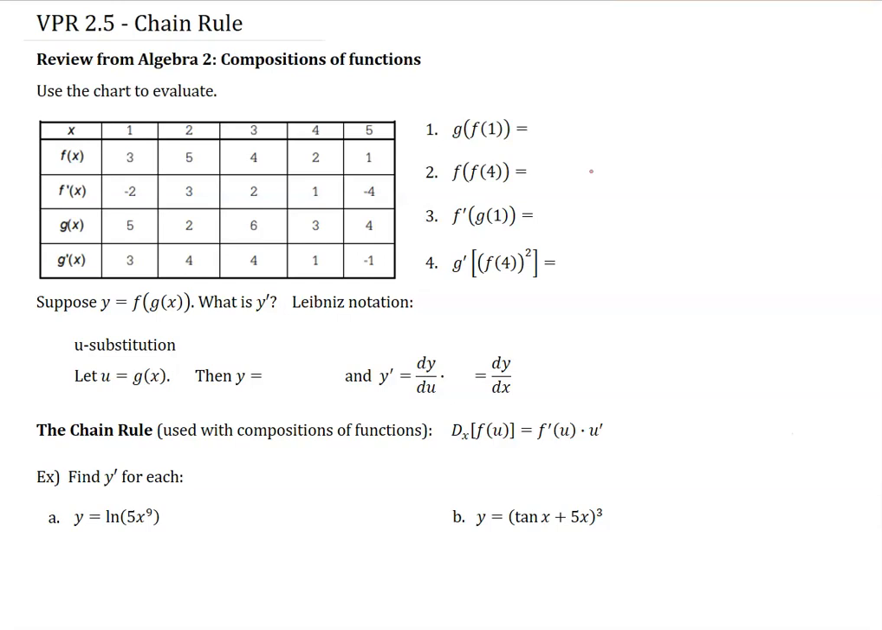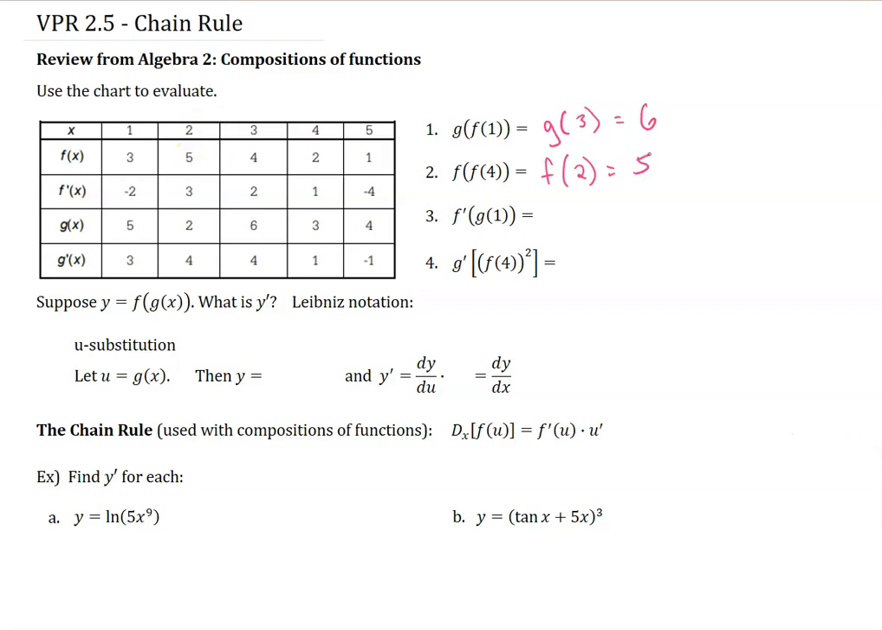Okay, so for the first one, g of f of 1, we're evaluating from the inside, so that's going to be g of, and then f of 1 is 3, okay? And then g of 3 is 6. All right, for number 2, we're evaluating f of 4, and f of 4 is 2. Okay, and then f of 2 is 5.